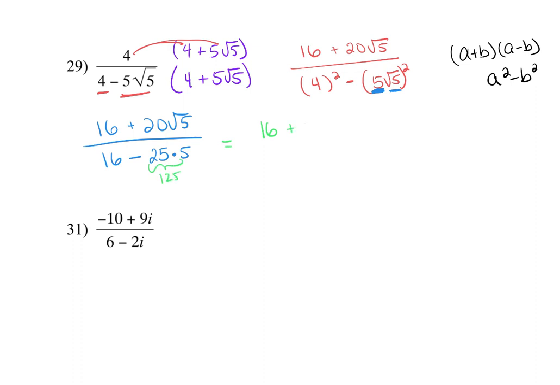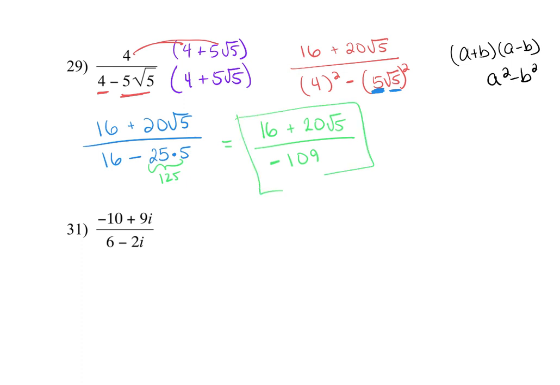So we have 16 plus 20 square root of 5. We have gotten rid of the radical in the denominator. So we're going to say 125 minus 16 gives us negative 109. I will tell you, this is fine.